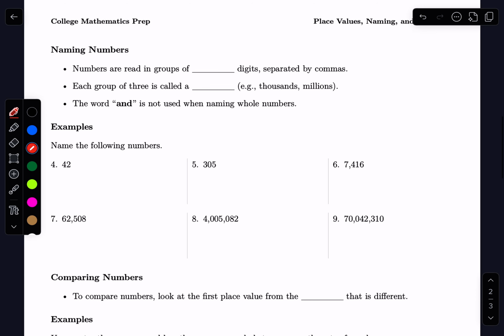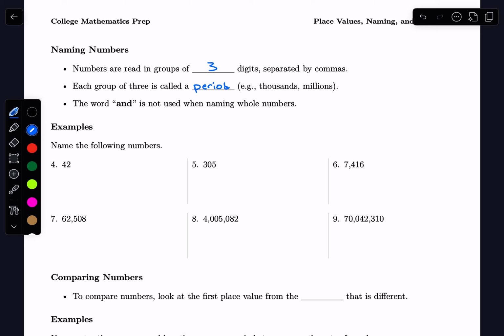So how do we name numbers? You've heard me say a couple numbers out loud, but I haven't explicitly taught you how yet. Numbers are read in groups of 3 digits that are separated by commas, where again, those commas make it easier for us to read the number. Each group, you heard me say this earlier, is referred to as a period, such as the thousands or the millions or the trillions, billions, and so on. The word and is not used when naming whole numbers.